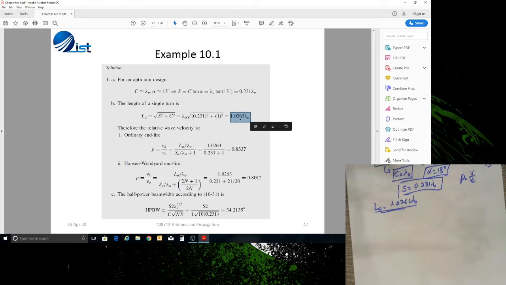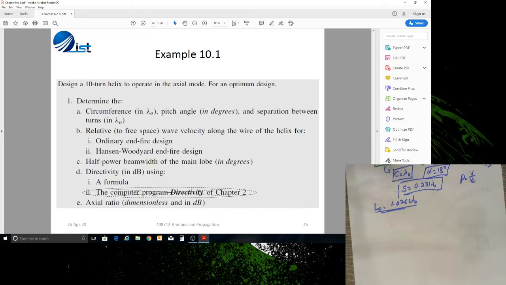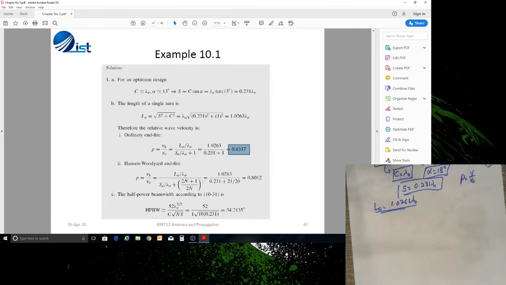So L₀ की वैल्यू हमें पता चल गई, λ₀ हमें सारी की सारी वैल्यूज λ में दी गई है, so we don't need to worry about this λ. S₀ हम already निकाल चुके हैं, this is S which is 0.231 λ. You substitute all these values here, you see that P comes out to be 0.8337, which is this value. और अगर आप Hansen-Woodyard डिजाइन करते हैं, you would use this expression, which is this one, and you would see that the value of P comes out to be 0.8012 in this case.